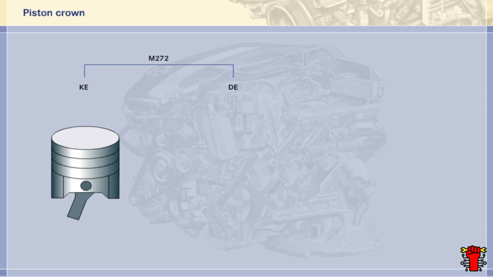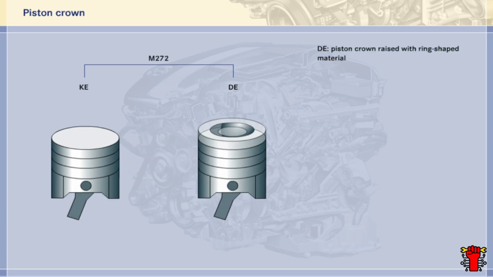On the KE, the piston crown is flat. By comparison, the piston crown on the DE has been raised by the addition of ring-shaped material. The additional material makes the combustion chamber smaller and consequently increases compression.